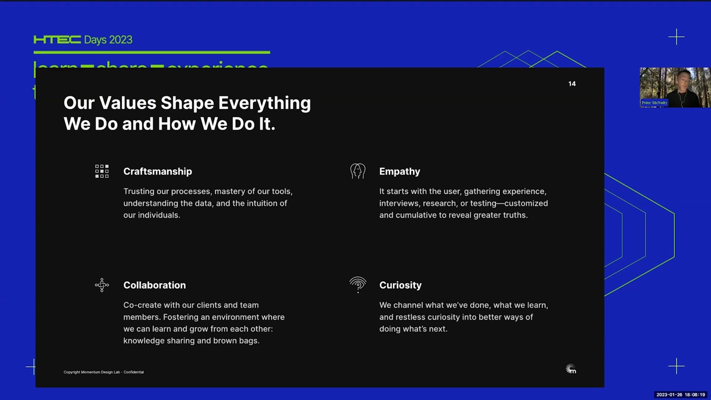Collaboration. We co-create internally as well as externally with our clients. I'll get into this a little bit more, but it's very, very critical how we work here at Momentum. Curiosity. This is inquisitive. We want our people to really focus on the channels. We ask a lot of them, and they definitely need to have the curiosity to really solution and think through the problems at hand.